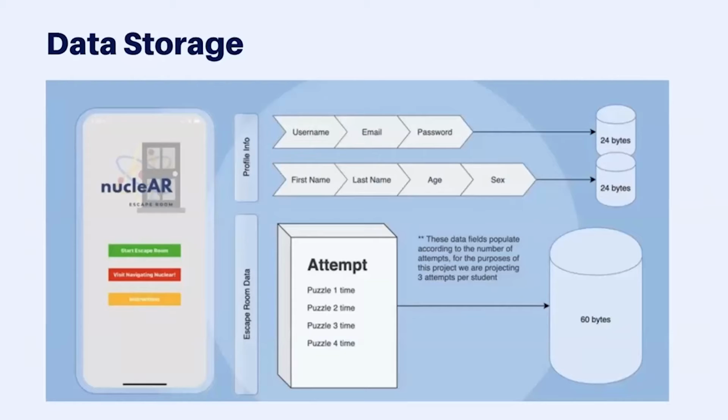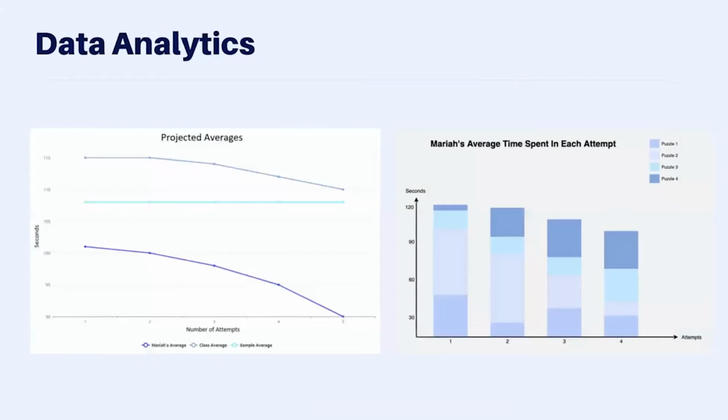So here's another data storage diagram that shows the amount of bytes that each profile will collect, as well as the amount of times, which is 24, not going to do mental math, 48 plus 60 total, and collecting each user.